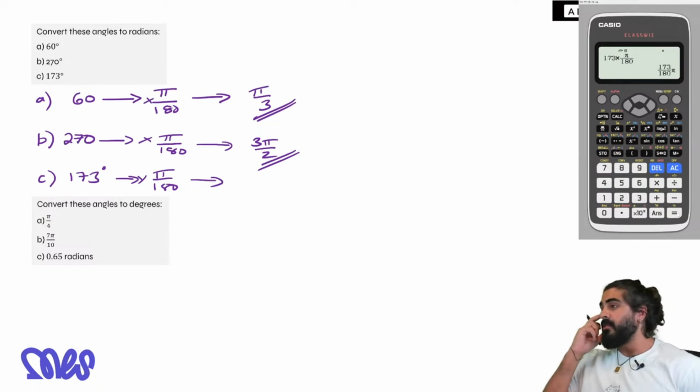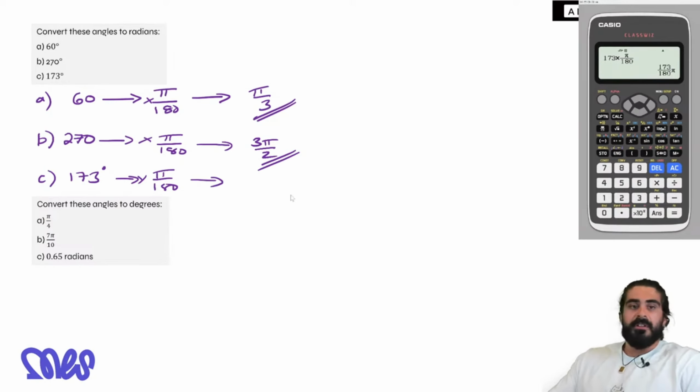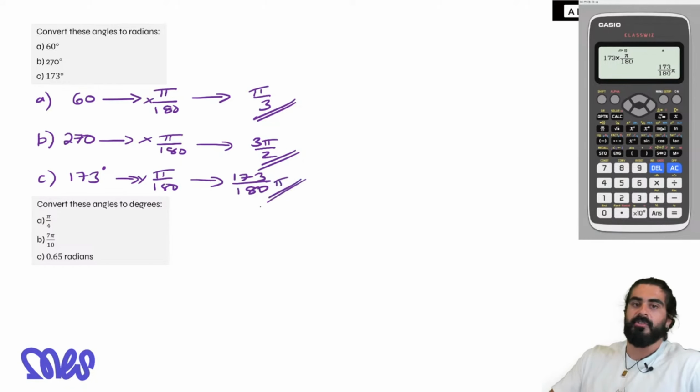You just get 173 over 180. Now, if that happens, please, unless they ask, do not convert that into decimals. Obviously, you can do this, 3.0194 and so on. Don't do it. Keep it as a fraction. Usually they'll say, keep your answer in terms of pi. So here we are going to keep our answer in terms of pi. And there's your answer, and that's okay.